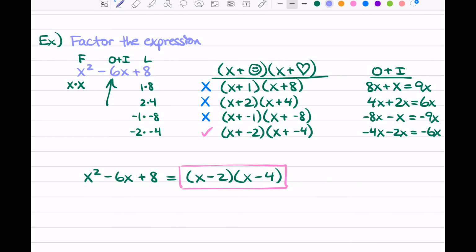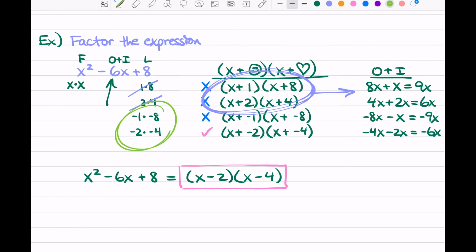And as you get more familiar with these problems, you won't even actually try these first two options. And why is that? Well, you know that your O plus I has to be a negative number, a -6, and that means you need to have a negative number in here somewhere. And looking at x plus 1 times x plus 8 and x plus 2 times x plus 4, you'll easily be able to see that your O plus I is going to have to be positive. There's no negative number in there. You would go straight to these options down here, and that would get you quicker to the answer.